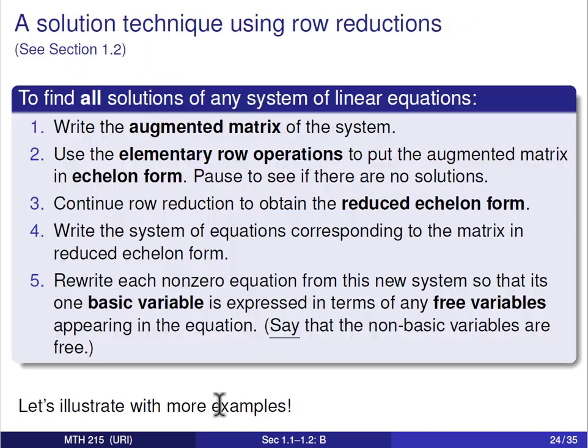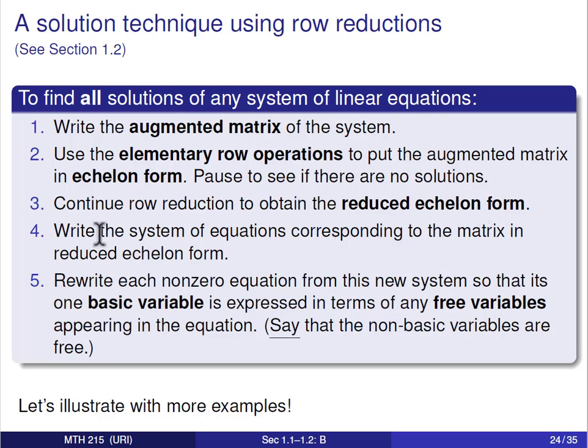All right, now we are going to illustrate with further examples, but I'll just show you again those steps. Step 1 is to write the augmented matrix of the system. Step 2 is to use elementary row operations to put the augmented matrix in echelon form. Pause to see if there happen to be no solutions. If there are solutions, continue to row reduce to obtain the reduced echelon form.